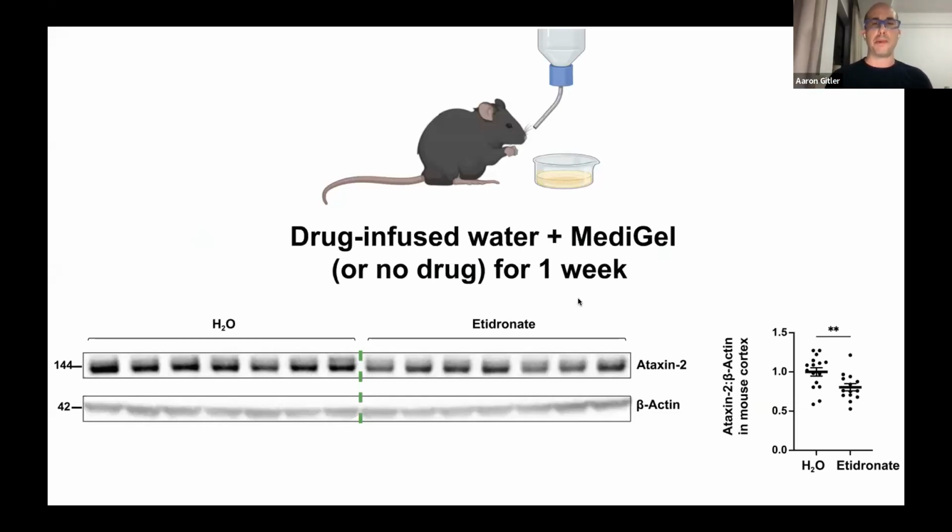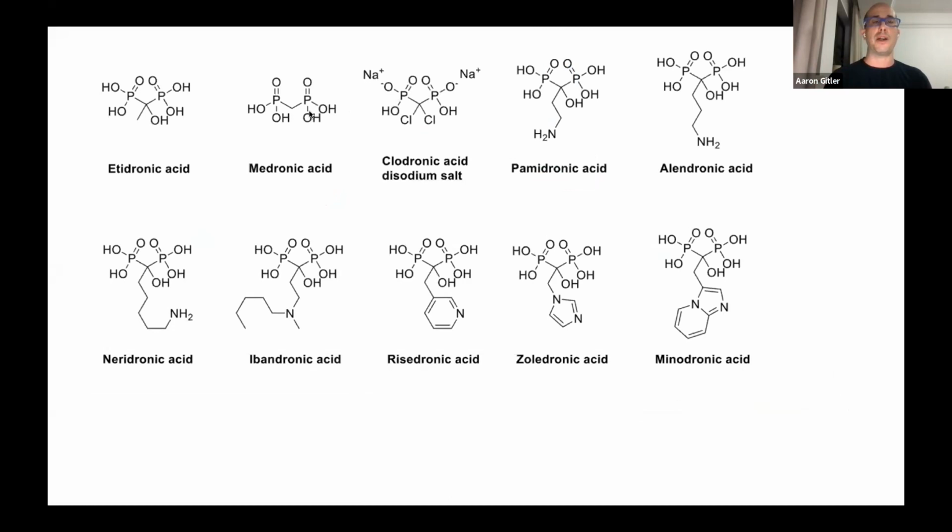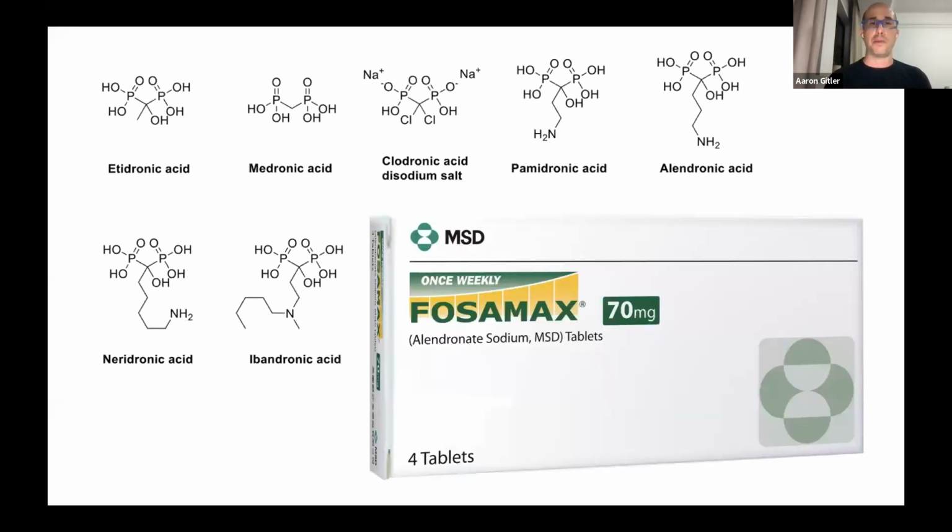What's exciting is etidronate is a bisphosphonate. There are many other versions of the bisphosphonates in this class. We've been testing all of these. And there's another one, which you may have heard of, alendronate, which is marketed by Merck as Fosamax. And this one also is able to lower levels of ataxin-2. Right now, we're testing this compound in an ALS mouse model, and we'll report the results as soon as we get them.